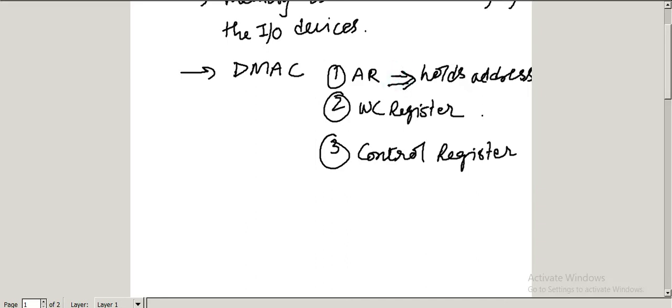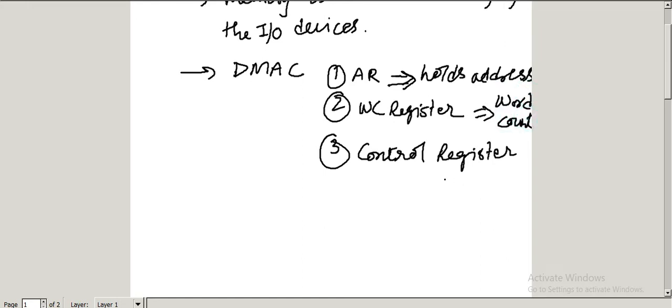Then this is word count, right? The word count register is nothing but how many words we have to transfer, or place into the memory. So how many words are there in that content, that is your word count.